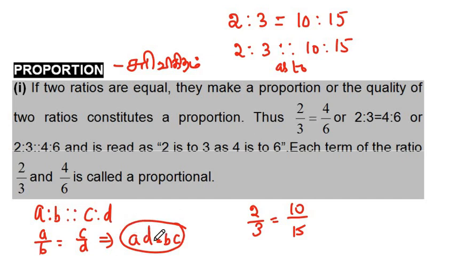The first proportion, second proportion. Sometimes these two are called mean proportions. This is the fourth proportion. So this is the difference between ratio and proportions.